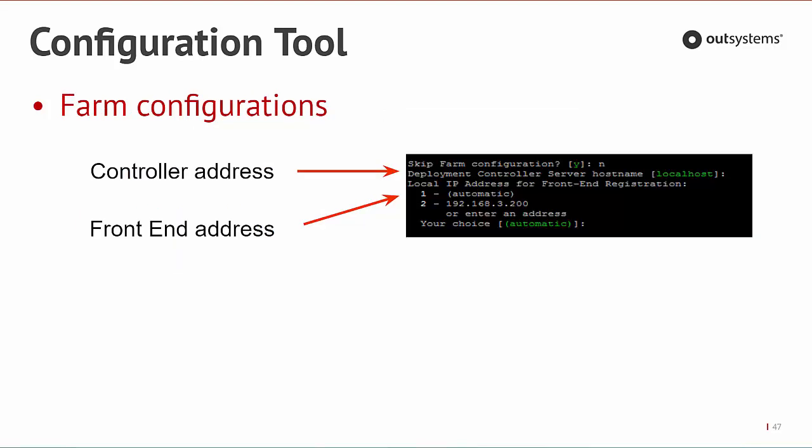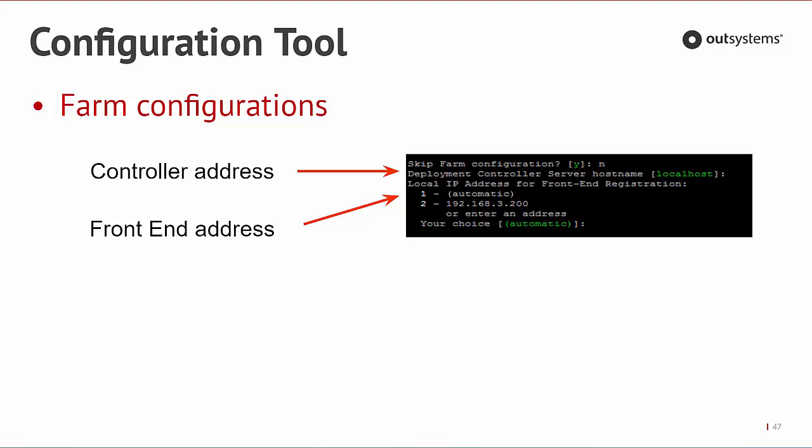In farm configuration, so we are now going through the second step, farm configuration. You will be asked for the controller address, and localhost will probably be the default. And for a standalone environment, you can leave it at localhost. But in a farm environment, be careful. This needs to be the IP, host name or fully qualified name of the server. Okay, so this cannot be localhost. It needs to be the IP. In a farm environment, it needs to be something that identifies uniquely the controller.